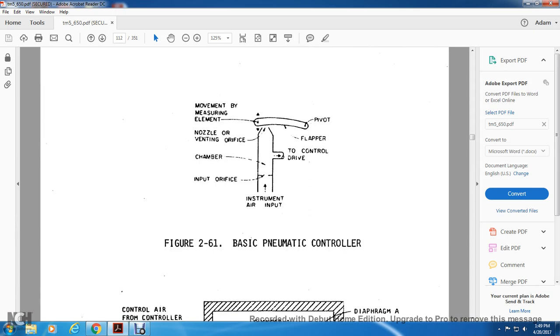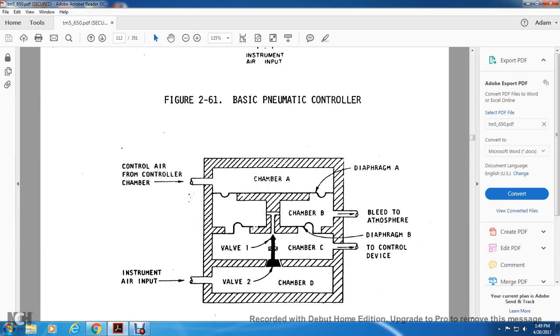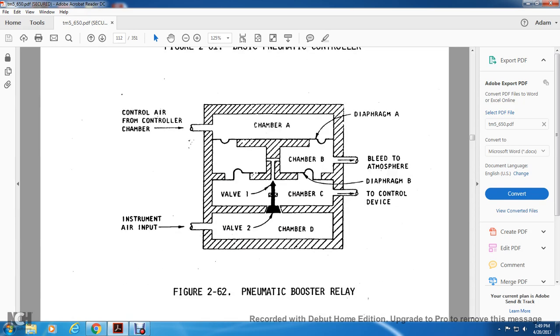Figure 261 shows the basic pneumatic controls: a moving measurement element, a pivot, a flapper, the moving nozzle and venting orifice, the two control drive chambers, the input orifice, and the instrument air input. The pneumatic booster relay goes through the instrument air input, valve A, valve 2 to chamber D, valve 1 to chamber C, and then chamber B to bleed to the atmosphere, and also through air control to chamber A, diaphragm A.